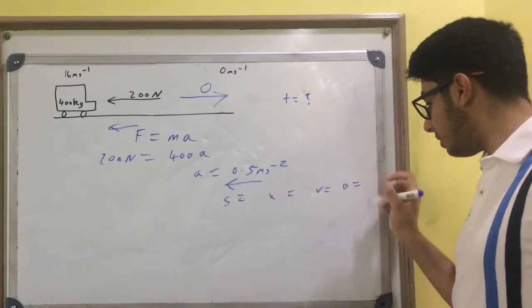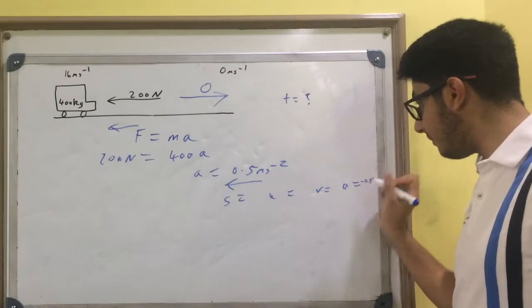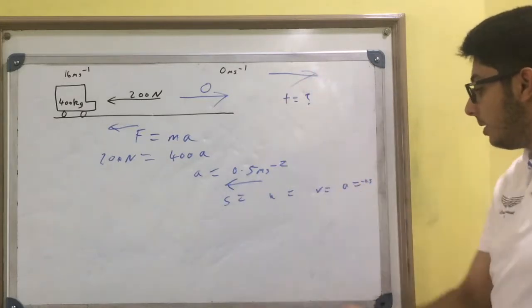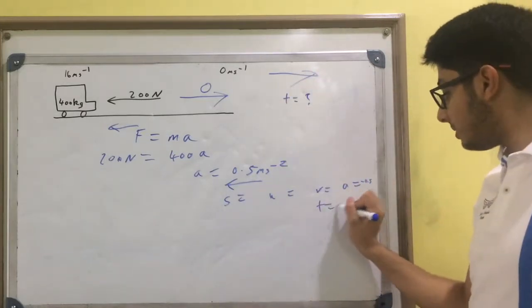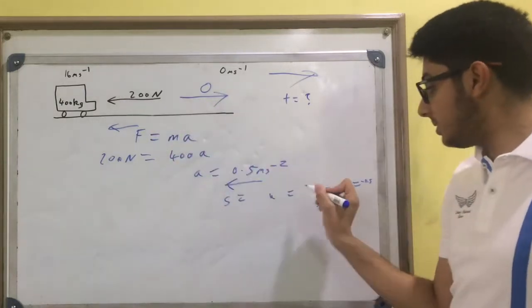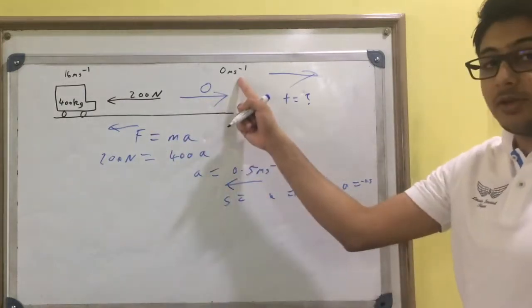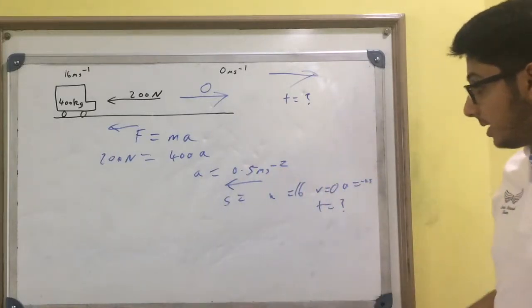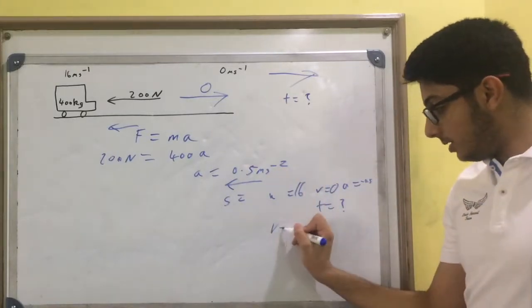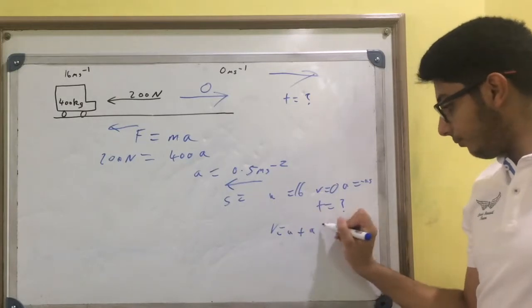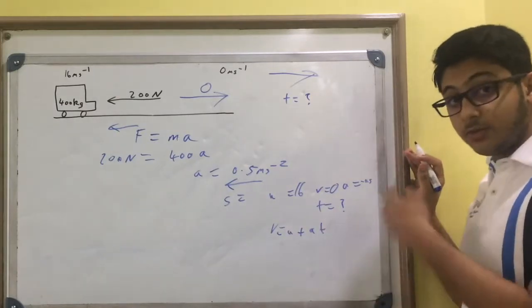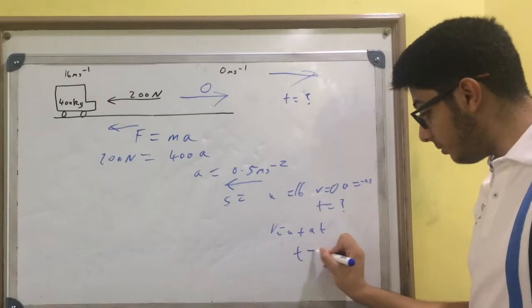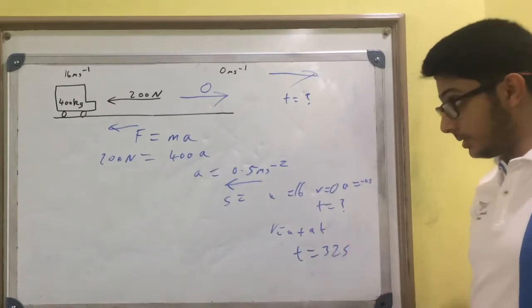Now we do a simple SUVAT. We have the acceleration, which is negative 0.5 if we're taking it in this direction. And we're trying to find the time. We have the initial velocity, 60 meters per second. The final velocity, when it is at rest, 0 meters per second. I'm going to use v is u plus at. You substitute in the values, you rearrange for t, you get t is equal to 32 seconds.